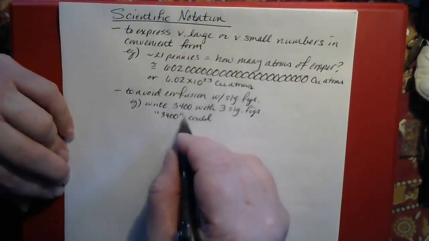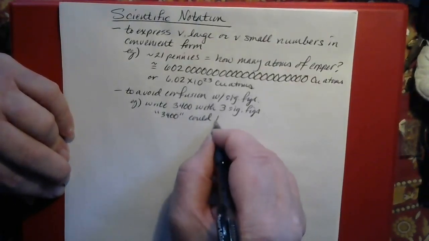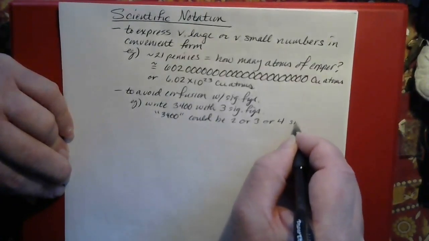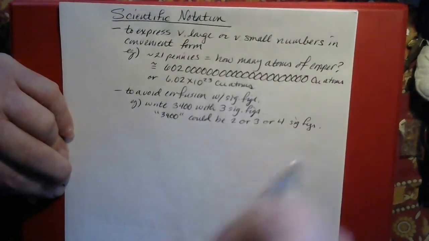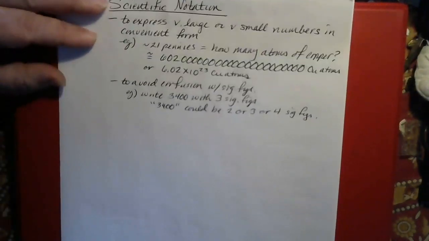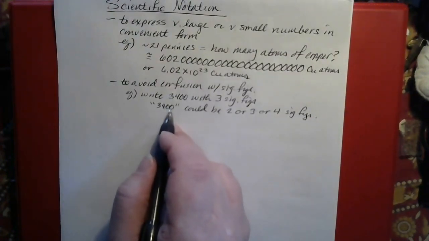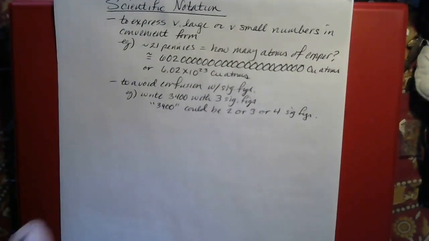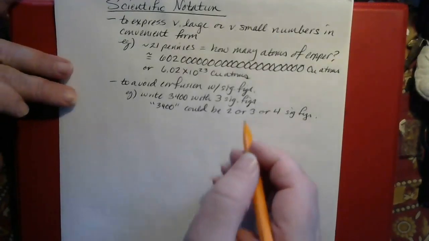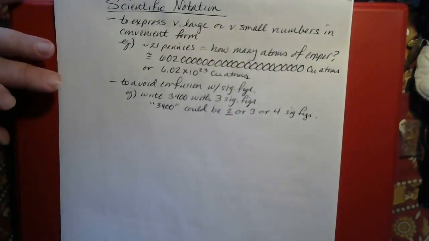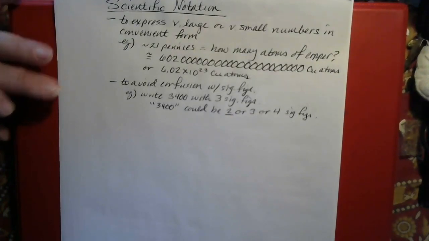So 3,400, written the way I've written it here, could be 2 or 3 or 4 significant figures. All we really know is that the 3 and the 4 are significant. Since there's no decimal point, these zeros at the end may or may not be significant. As I said, the tendency is to go with the smallest number of significant figures, if in doubt. So we would tend to favor 2 as the number of significant figures for that number. But it could be 3 or it could be 4. You don't really know.